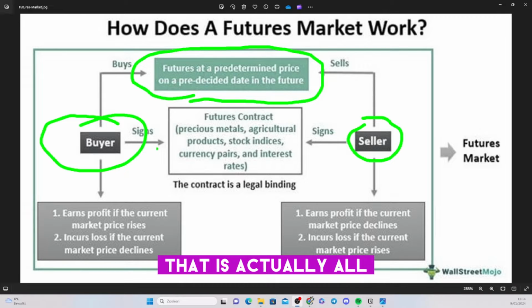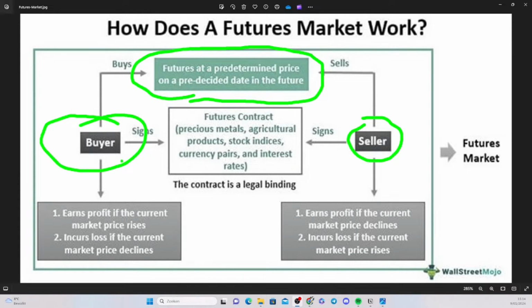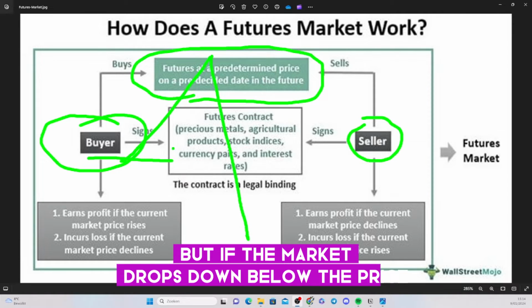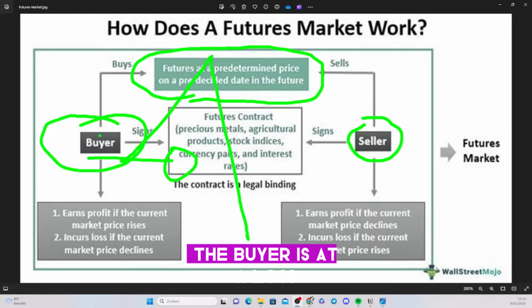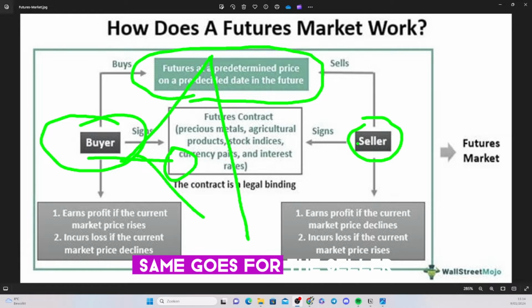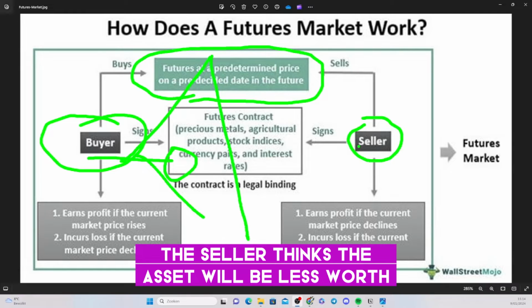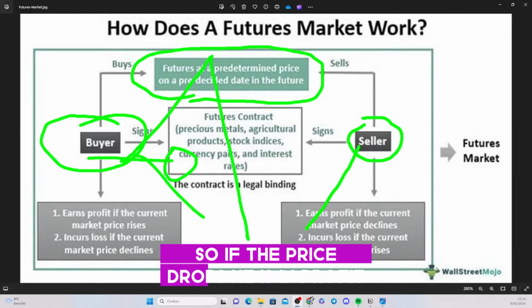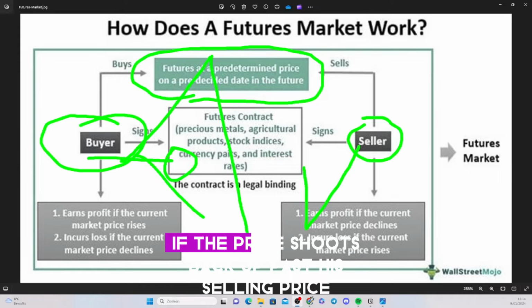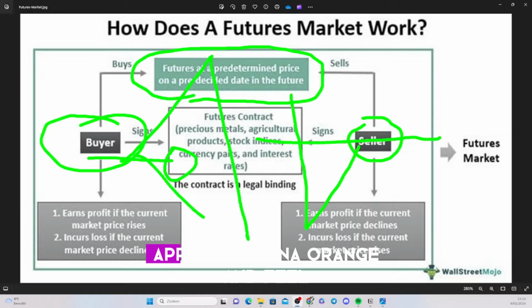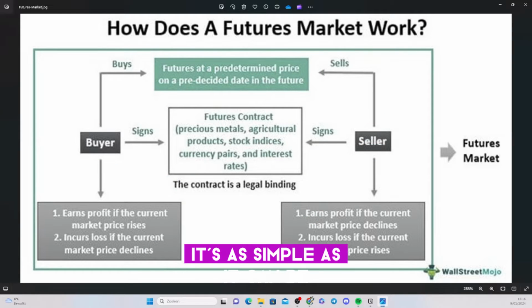That is actually all. So if the buyer is right and the price goes up, the buyer makes a profit because they bought at a lower price than they locked in. But if the market drops below the price, the buyer is at a loss. Same goes for the seller. The seller thinks the asset will be worth less, so if the price drops, he is in profit. If the price shoots back up past his selling price, then he is at a loss. It's as simple as it can be.